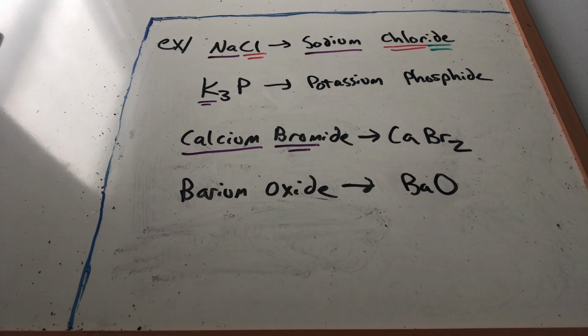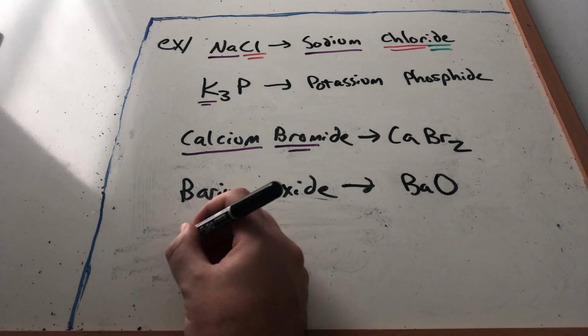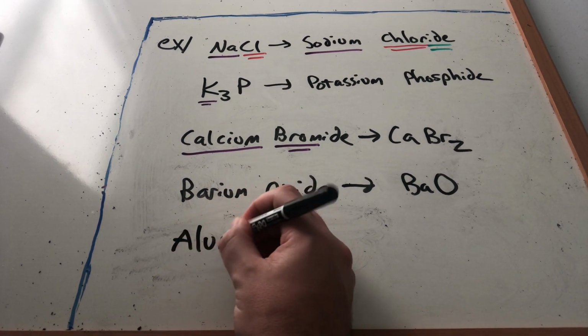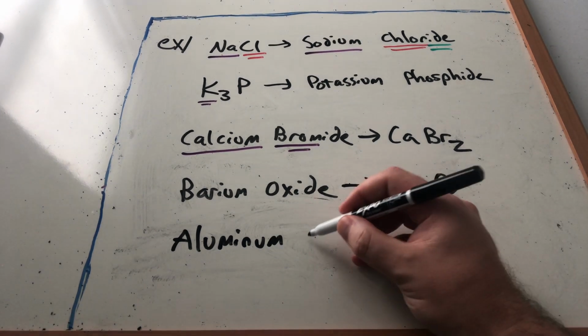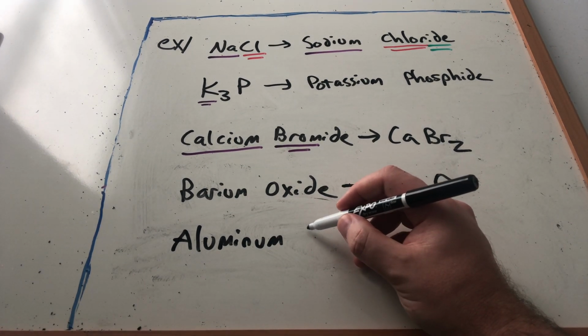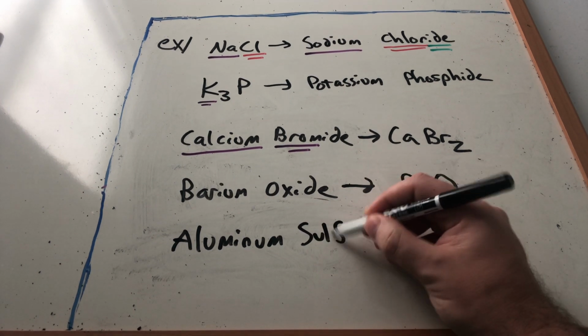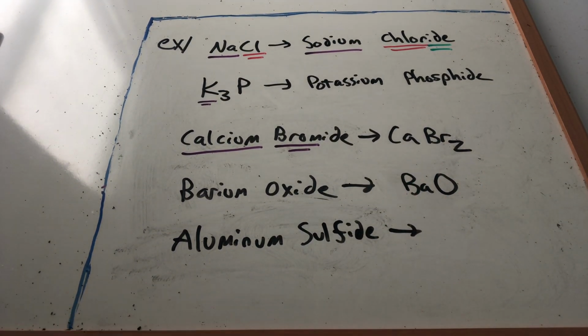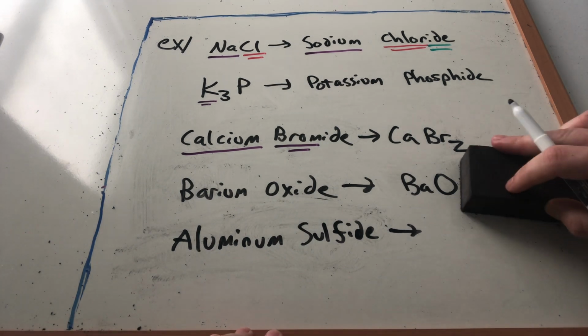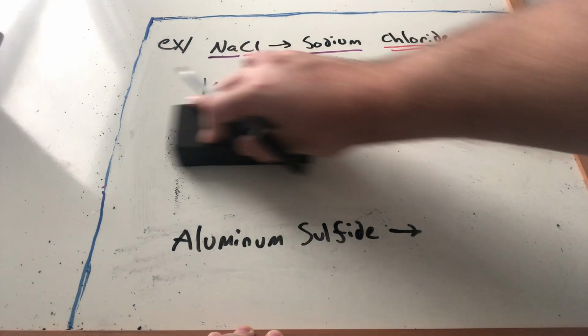Okay, so we just follow this idea over and over again. Let's do one more example. Let's do aluminum sulfide. How about that? Aluminum sulfide. You can get a little bit tricky situations, and I'm going to teach you a quick little thing you can do in such situations.